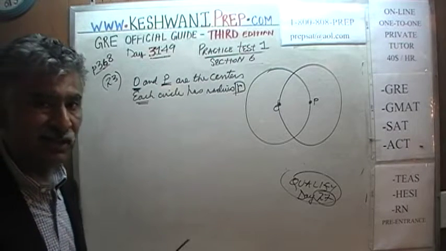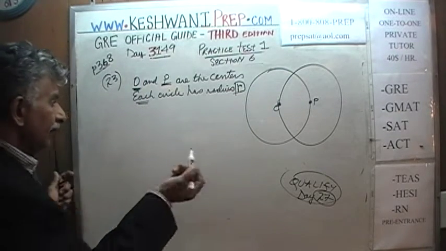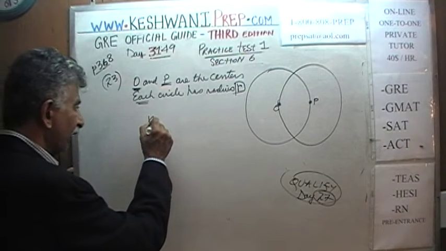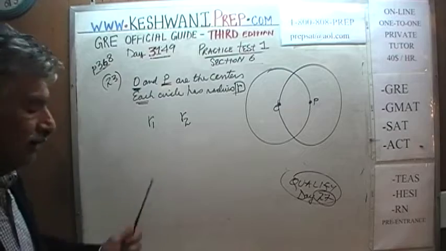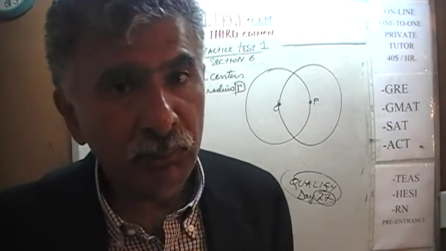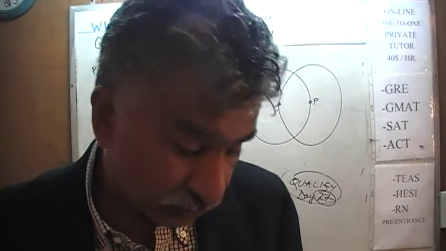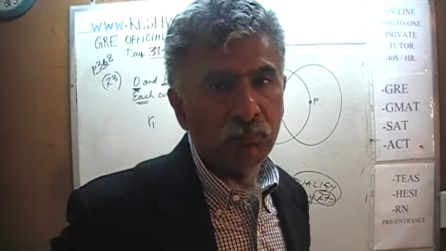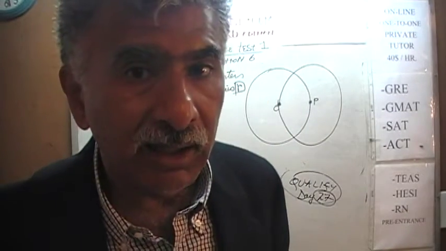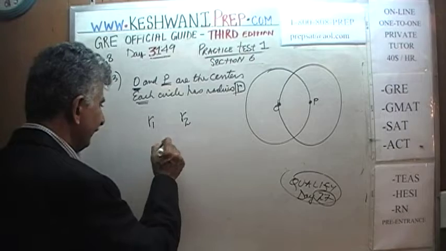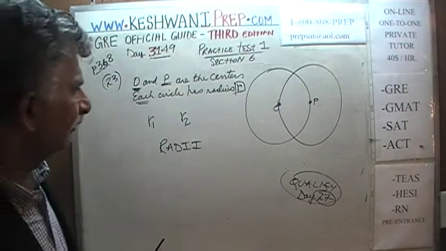Because if they had different lengths of radii, then they would have said that the first circle has a radius of R1, the second circle has a radius of R2. And that would have meant that the two radii do not equal each other. They are different quantities. If they are the same quantities, we use the same symbol. So if they tell us that both of the circles have the radius of R, that means that the two radii are equal. Plural of radius is radii, not radiuses. So here we go.